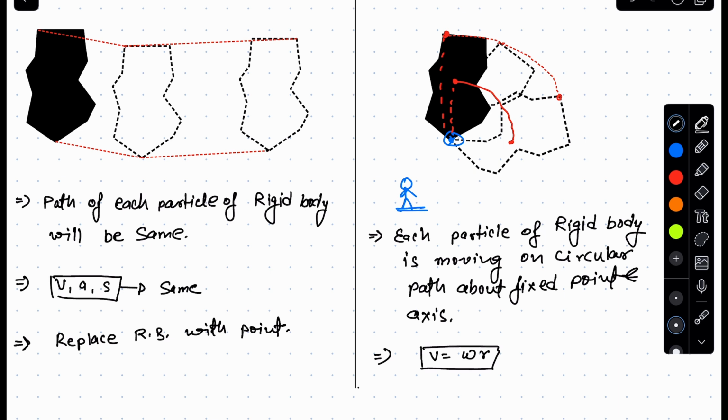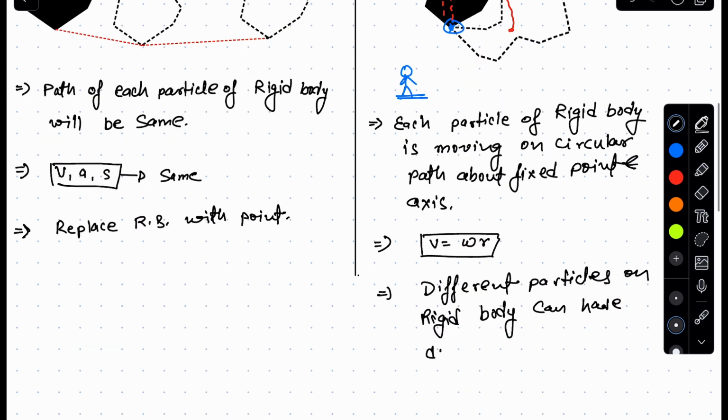V equals omega r. Okay, so now having said that, we know that r for different particles of the rigid body will be different, right? So r is different, then of course the speed will be different, right? So that's why different particles will have different speed, or you can also say the velocity. If velocity and speed are different, the displacement will also be different and the distance will also be different.